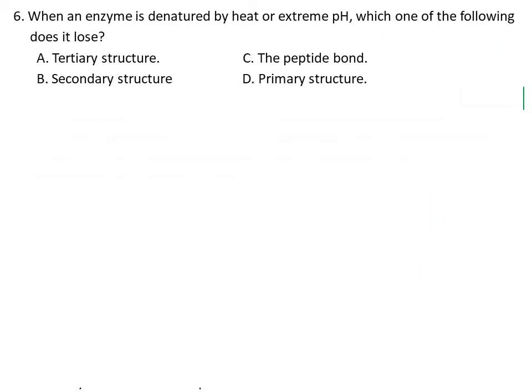Question number 6, when an enzyme is denatured by heat or extreme pH, which one of the following does it lose? A, tertiary structure. B, secondary structure. C, peptide bond. D, primary structure. So the answer should be A, tertiary structure would be lost in high pH and heat.